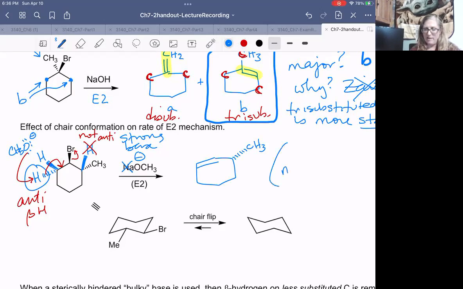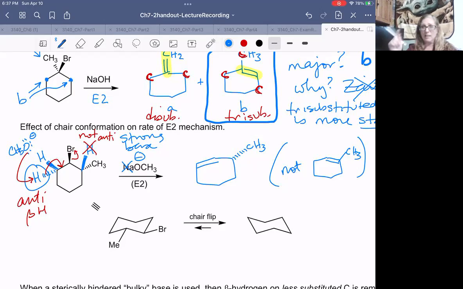Okay, so just to remind you here, in this case, it's impossible to form the more substituted product because I did not have an anti proton in that position. So remember what Zaitsev's rule is saying: if there are multiple alkenes possible, then we're going to select the more stable alkene. In this case, there's only one alkene possible, so you get what you get. In this case, we get a disubstituted alkene as our product. All right, that's an interesting one.